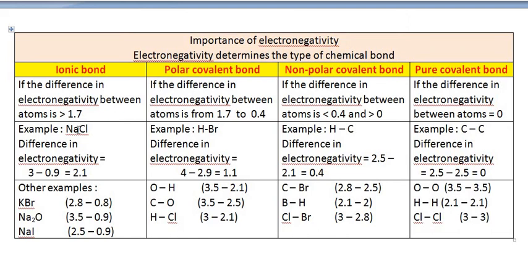For example, the difference in electronegativity between sodium and chlorine, from the above table, is greater than 1.7. So the bond between sodium and chlorine is ionic bond. So Na plus and Cl minus, without partial charges. Okay.